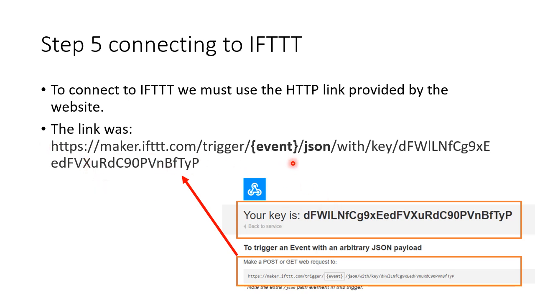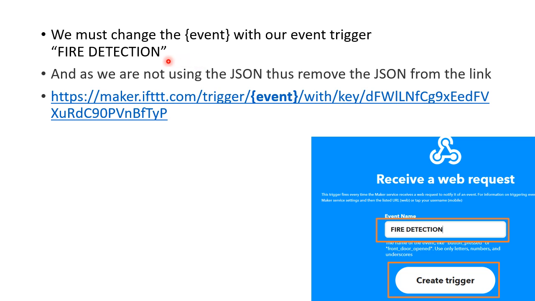In this link, you can see there's JSON. We have to remove this because we are using just single strings, not JSON. We must also change this event with our trigger. Earlier, while making the applet, we used fire detection as our trigger, so we'll replace event with fire detection.